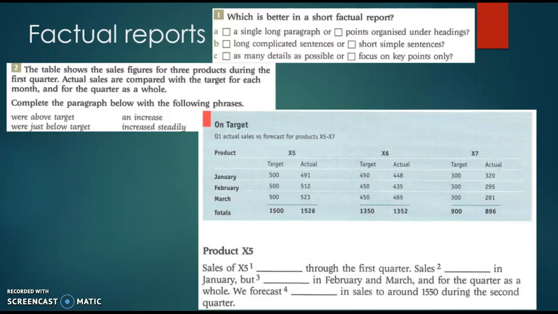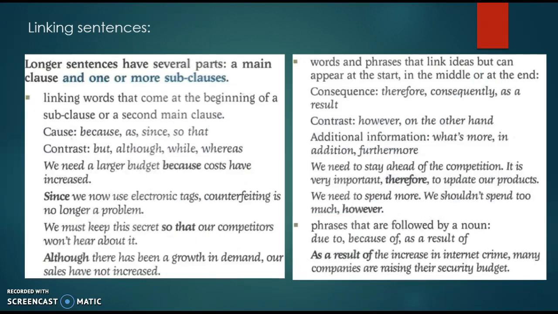Complete the paragraph below with the following phrases. So do the exercise, put the film on pause and then come back for the correction. Here's the correction. Product X5. Sales of X5 were above target through the first quarter. Sales were just below target in January, but increased steadily in February and March, and for the quarter as a whole. We forecast an increase in sales to around 1,550 during the second quarter.